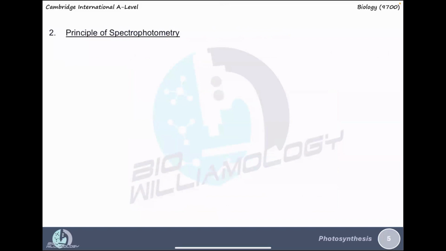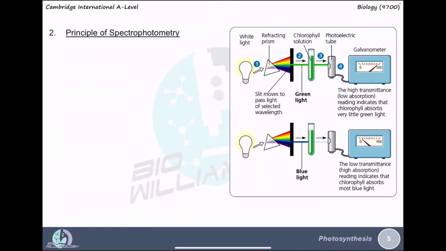As for the principle of the spectrophotometer, in this diagram you can see that there is a prism to refract the light so that we can get different wavelengths. And then it has a filter to allow a particular wavelength of light to pass through. For example, in this case, we allow the green light to pass through the chlorophyll solution. Some of this light will be absorbed and some will be transmitted. And we have these photoelectric tubes to detect how much light is transmitted.